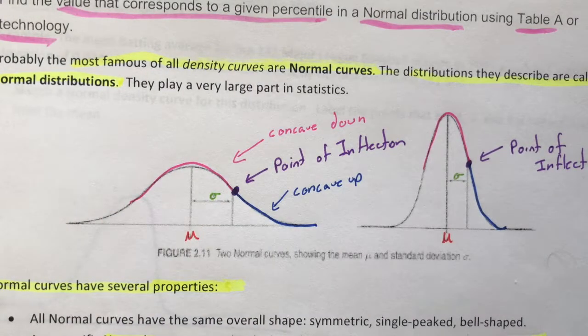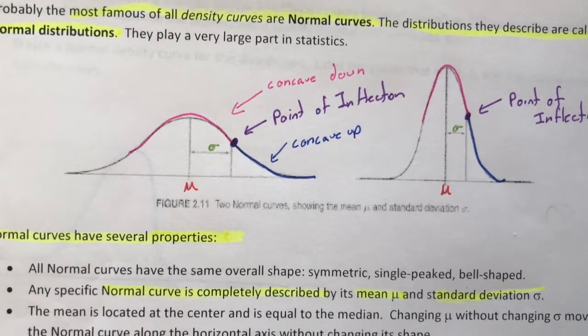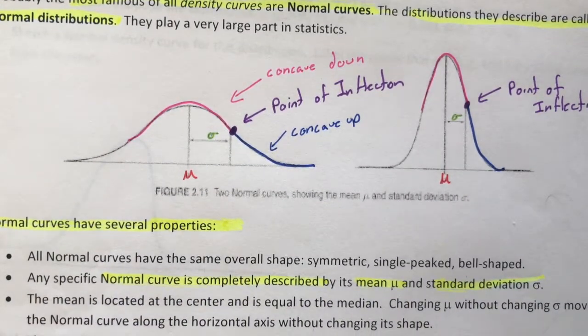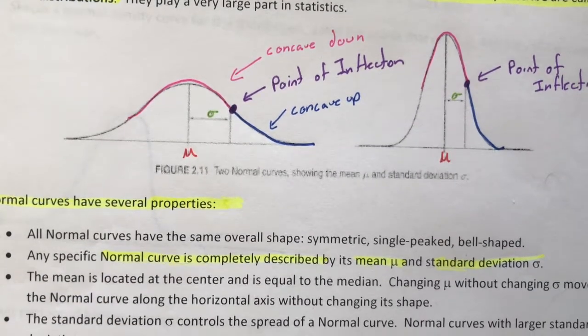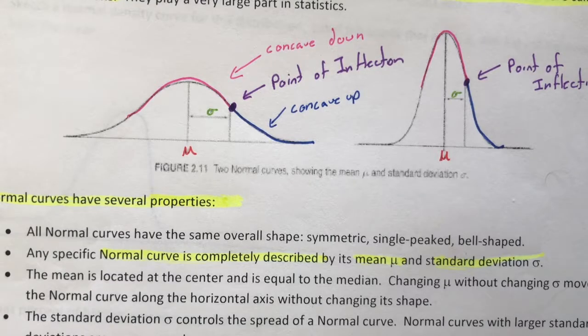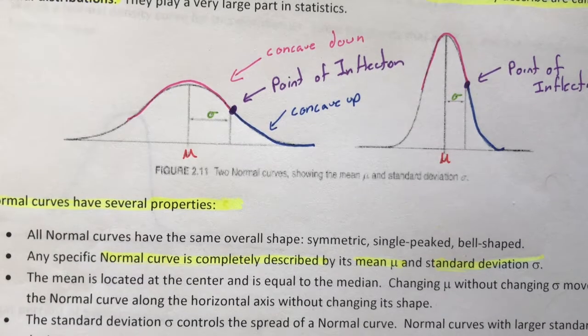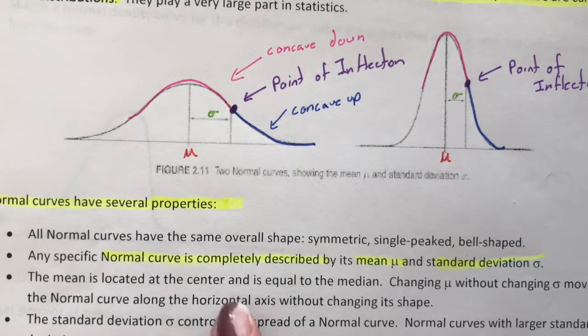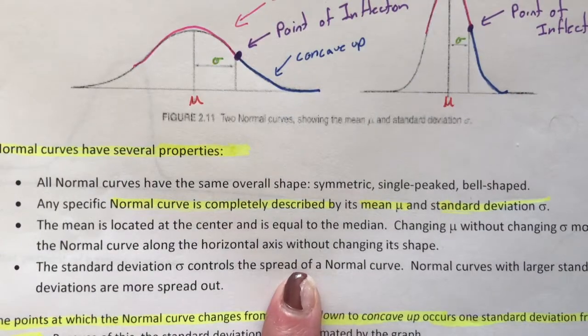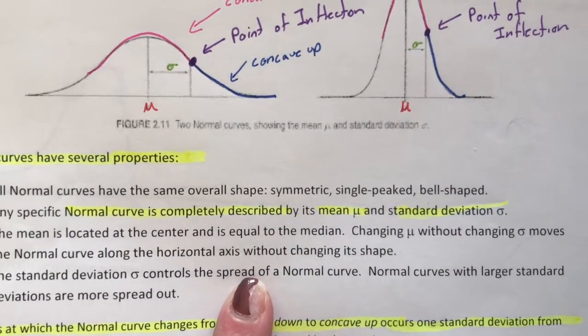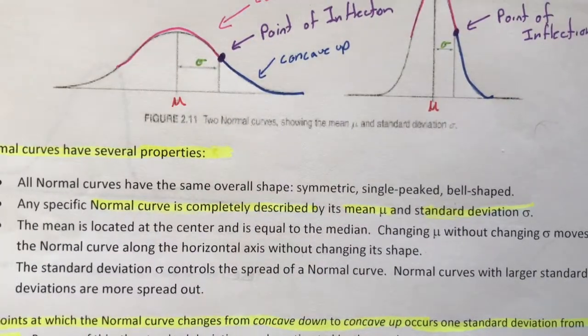So the normal curves have several properties. All normal curves have the same overall shape: symmetric, single peak, and bell-shaped. Any specific normal curve is completely described by its mean, mu, and standard deviation, sigma. The mean is located at the center and is equal to the median. The standard deviation controls the spread of the normal curve. Normal curves with larger standard deviations are more spread out.